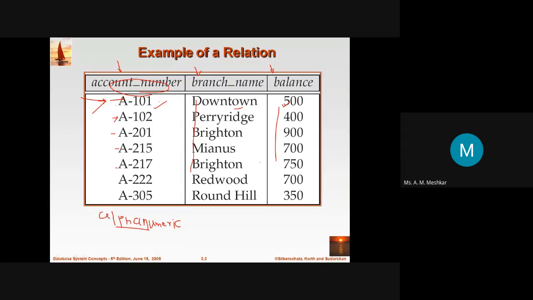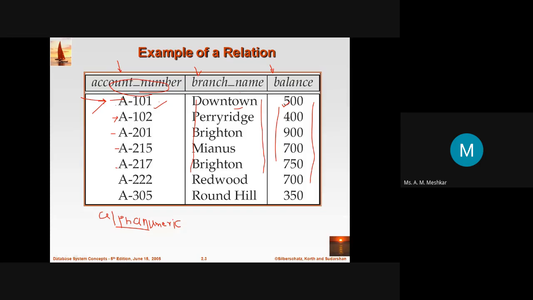So let's not waste the time. So branch name is having the alphanumeric string as its domain. मतलब इसमें सिर्फ alphabets use हुए हैं. So its domain is alphabetical values. Then balance में आप सिर्फ numeric digits ही use कर सकते हैं. So numerical string is the domain of the balance attribute. तो उसमें particular attribute को आप कौन सी value assign कर सकते हैं? So such set of all such possible values is known as the domain of that particular attribute.